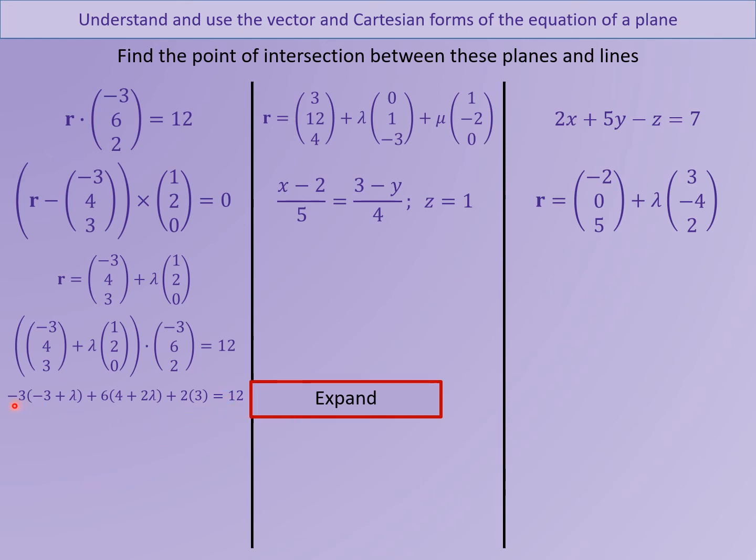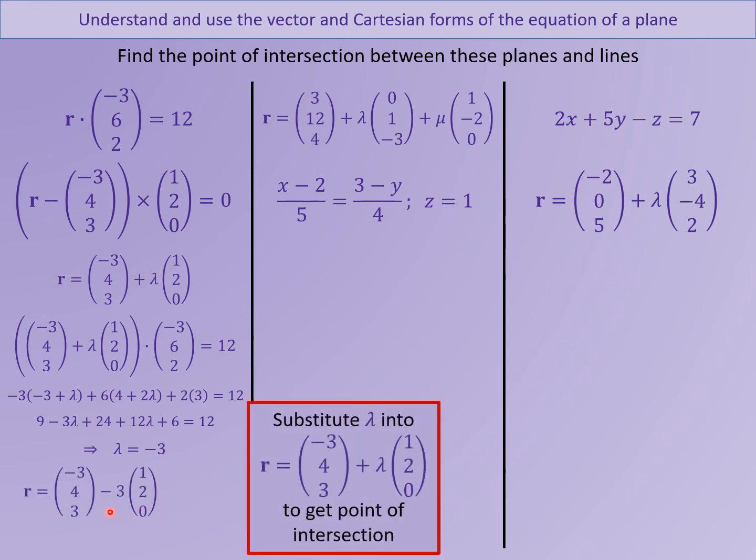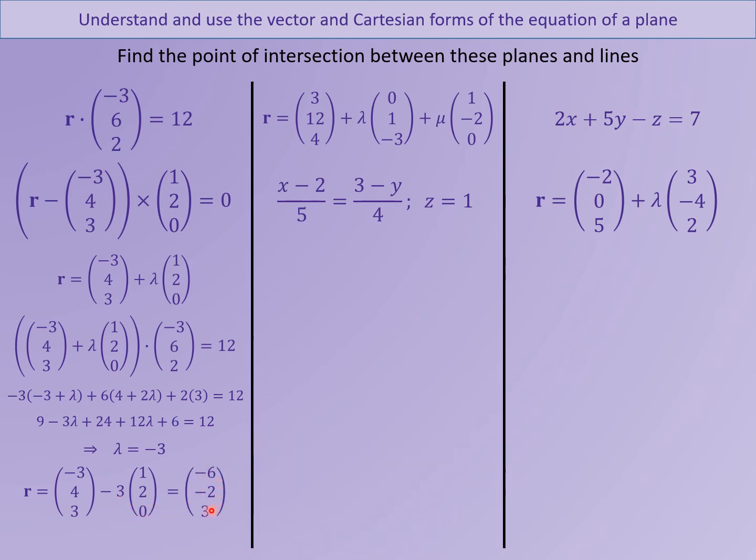Right, so the only unknown now is the lambda value. So if I expand it, there we go, I get lambda equals -3. And now that I've got -3, I can substitute it back into this equation just here, and that should give me my x, y, z value. So there we go, substitute it back in, put the -3 in where the lambda value is, and out pops -6, -2, 3. And that is the point of intersection, -6, -2, 3. You could check it in both of these. They should work. That one will get you 12 and that one will get you 0 when you find it.